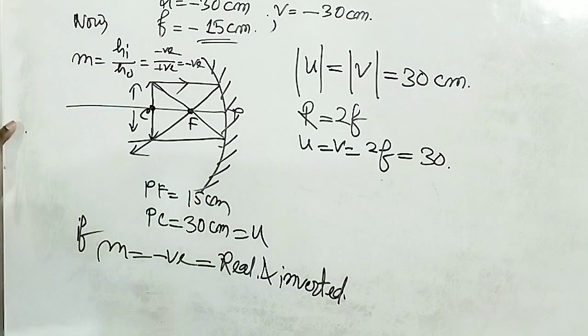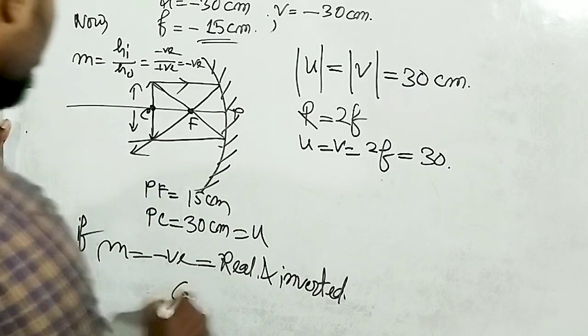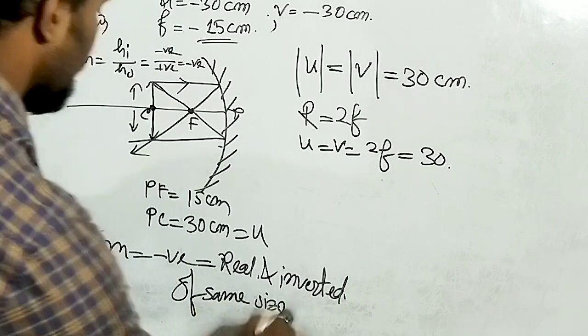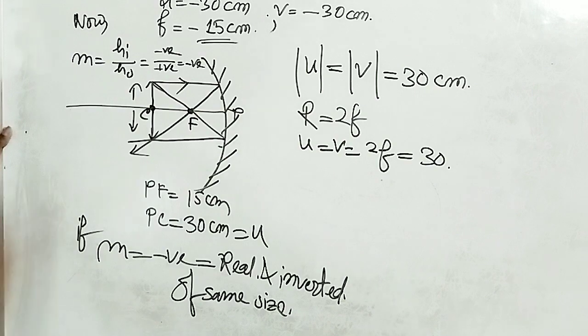Right, now what can we write? That the nature of the image will be real and inverted, but of the same size. Right? So this is the main thing.